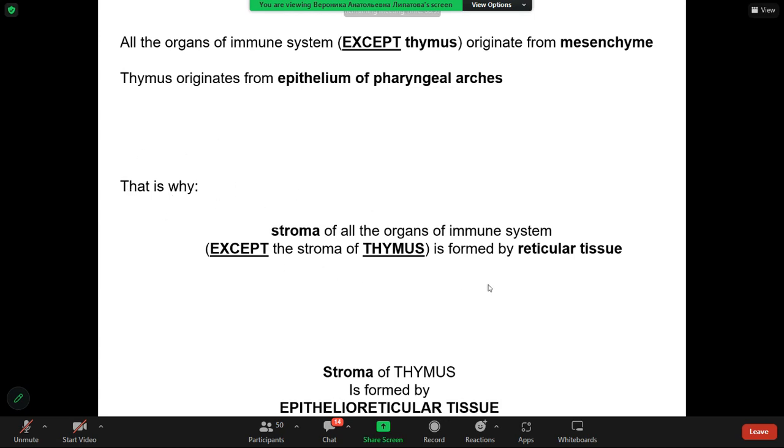That's why stroma of all organs of immune system except stroma of thymus represents reticular tissue. Stroma of thymus is formed by epithelio-reticular tissue.